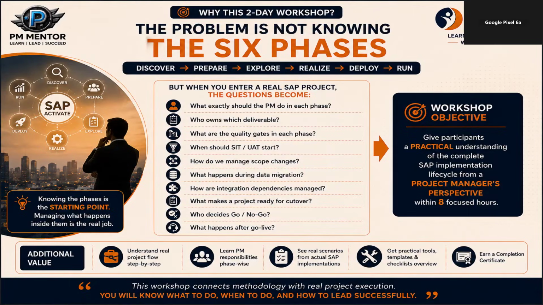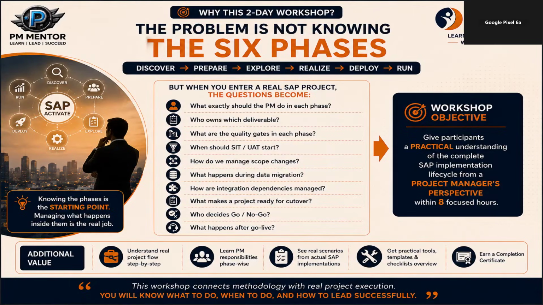Now look at the next question: who owns which deliverable? This sounds like a simple question, right? But in a large SAP project, this becomes very important, because suppose a deliverable is delayed. Who is actually accountable? Is it the functional consultant, the business process owner, the technical lead, the testing lead, the implementation partner, the client, or is the project manager expected to drive it?